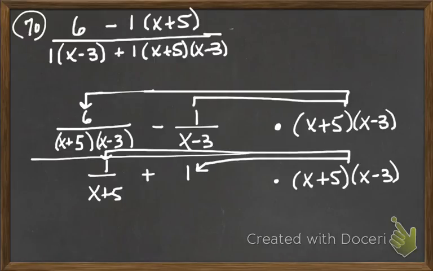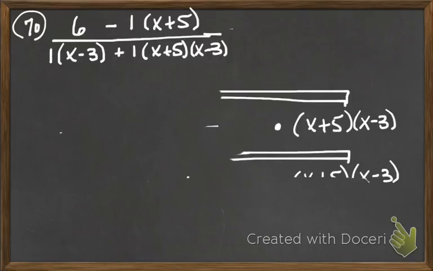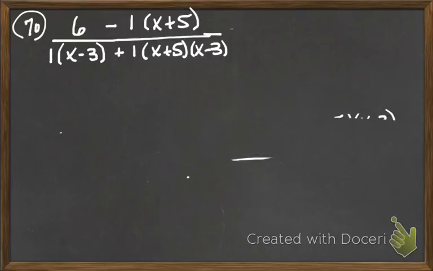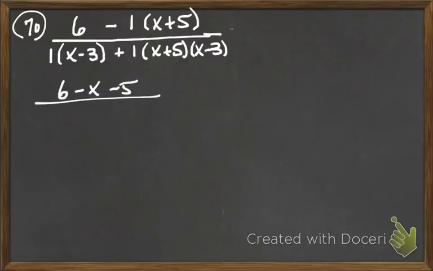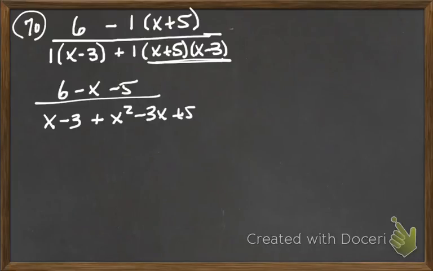Now we're going to simplify the top and the bottom. We're going to get 6 minus x minus 5. And in the bottom, we're going to get x minus 3. We'll have to multiply these two binomials together. That'll give us x squared minus 3x plus 5x minus 15. So we'll get negative x plus 1 in the top.